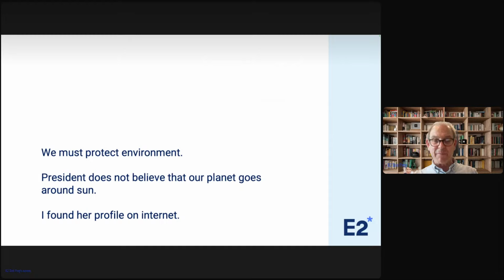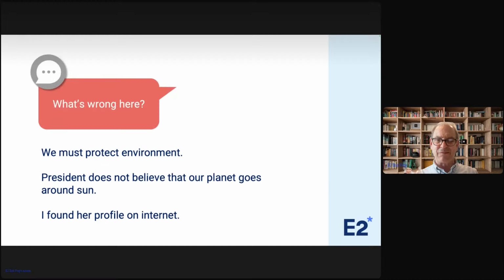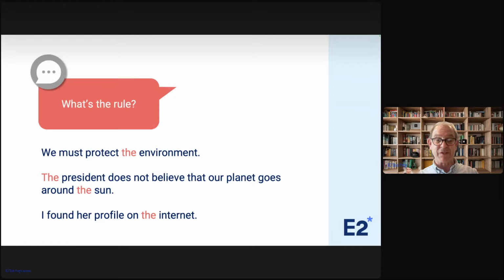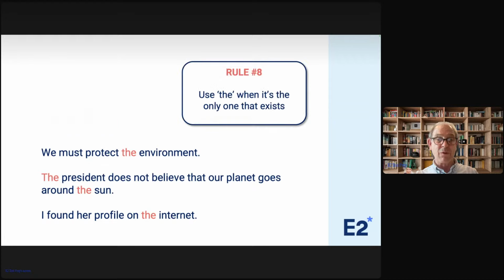We must protect environment. President does not believe that our planet goes around sun. I found her profile on internet. What's wrong here? One environment, the specific one we're referring to. One president, the specific one we're referring to. The sun, the only one we're referring to. The internet, the only one we're referring to. Use the when it's the only one that exists. The one and only environment. Yep, the one and only sun, the one and only current president, and the one and only internet.